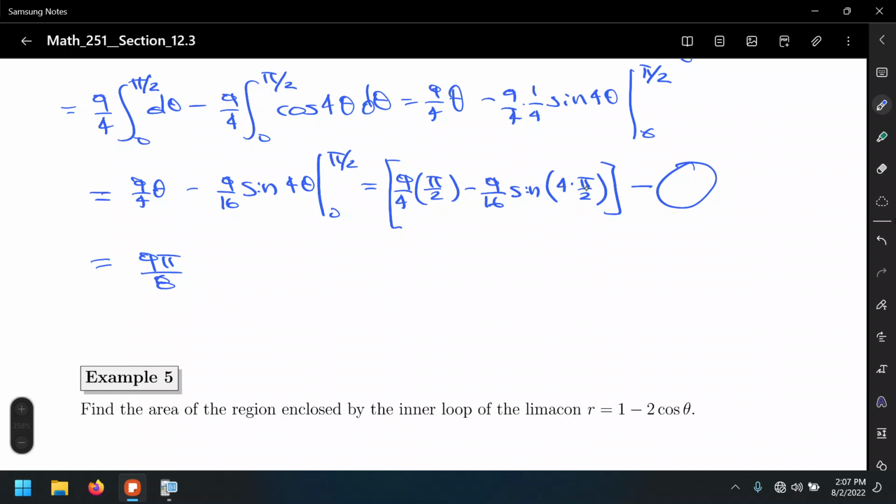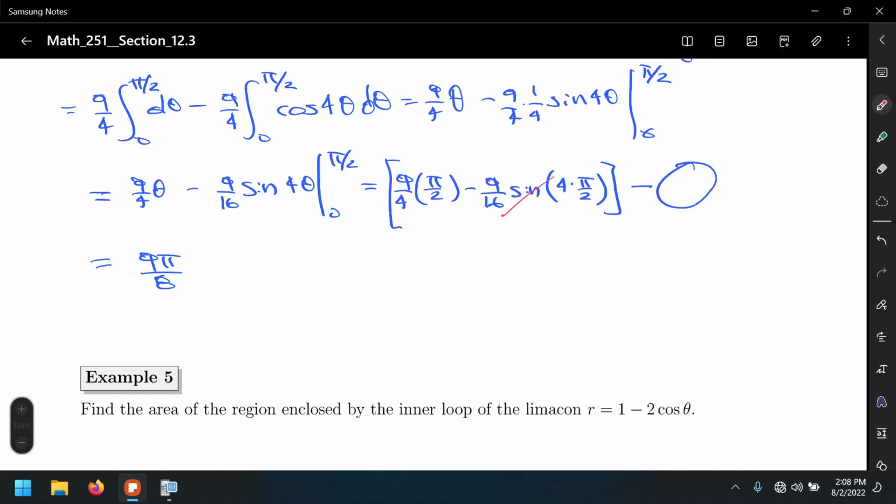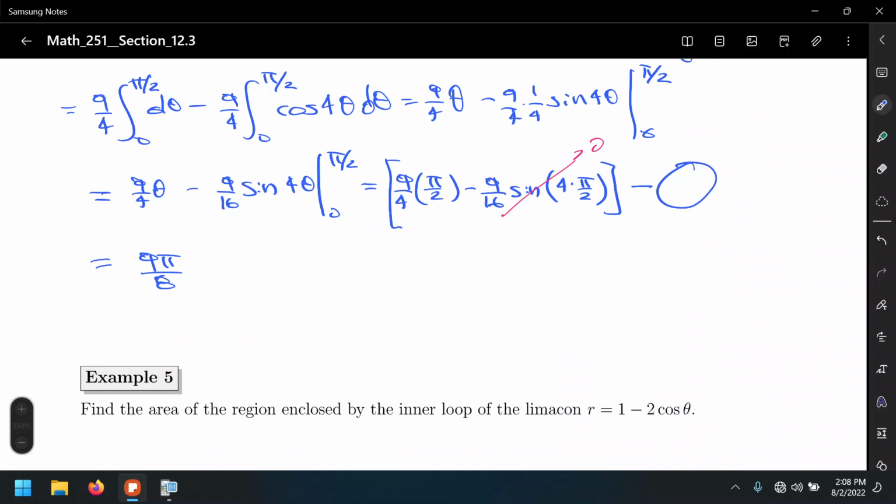and this will be reduced to say sine of 4 pi over 2. That's sine of 2 pi, which happens to be what value? 0. 9 pi over 8 minus 0 is 9 pi over 8. All right?